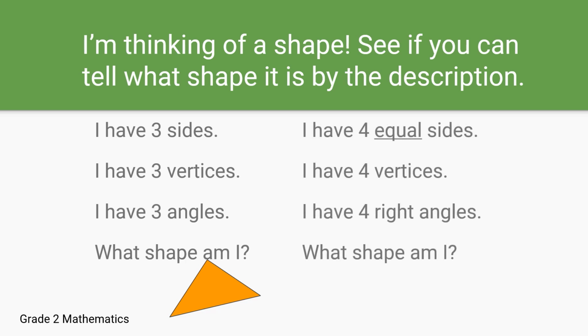I have 4 equal sides. I have 4 vertices. I have 4 right angles. What shape am I? If you know the name of the shape, say it out loud. I am a square.